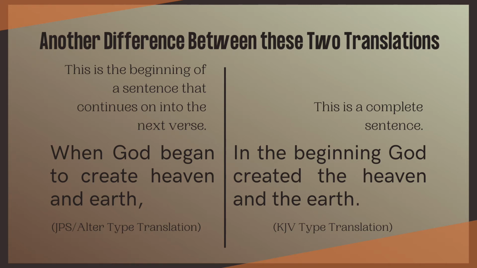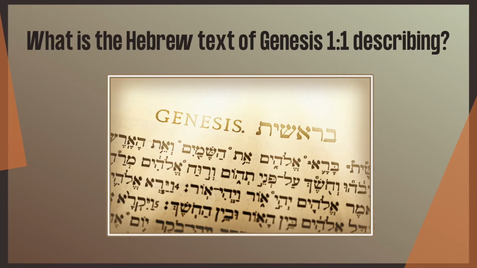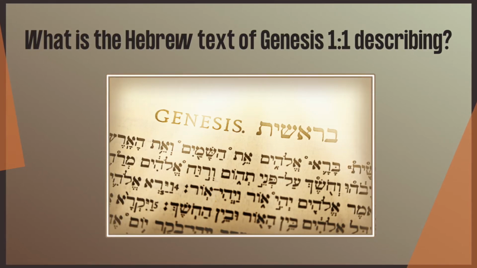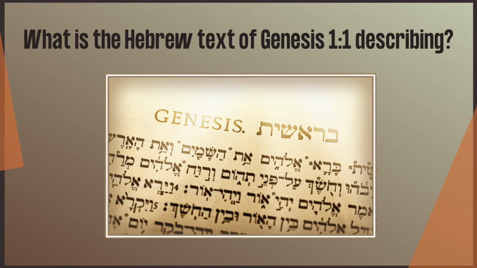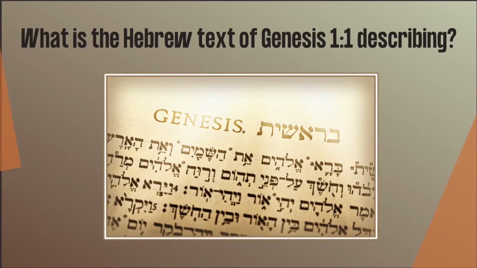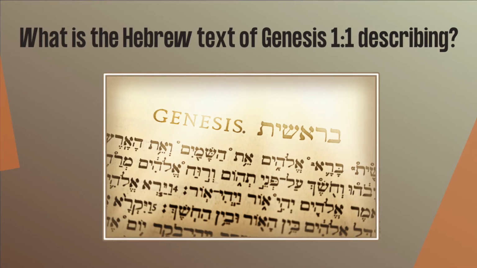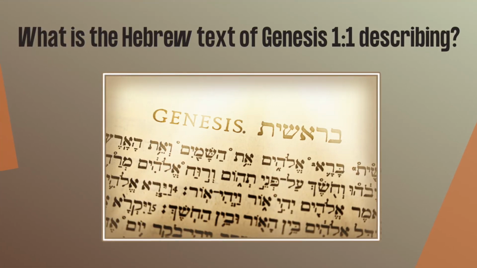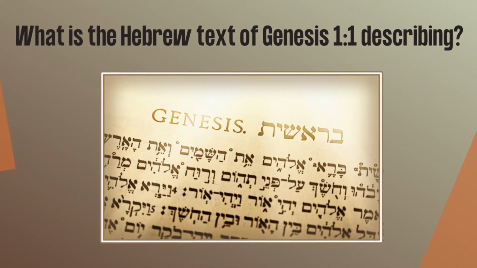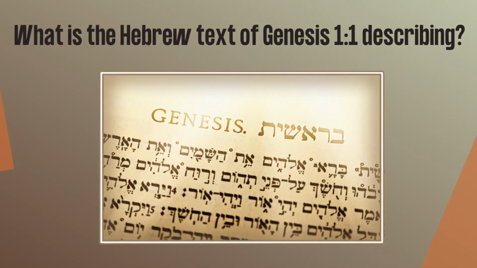So, with these two very different translations in mind, we have to ask, what is the Hebrew text of Genesis 1:1 describing? Is it talking about a definite period of time called the beginning, in which God created the heaven and the earth? Or is it talking about the time when God began to create heaven and earth? Well, as we've already said, the only way to really know which is the more accurate nuance is to look at the Hebrew. So, let's look at the Hebrew.